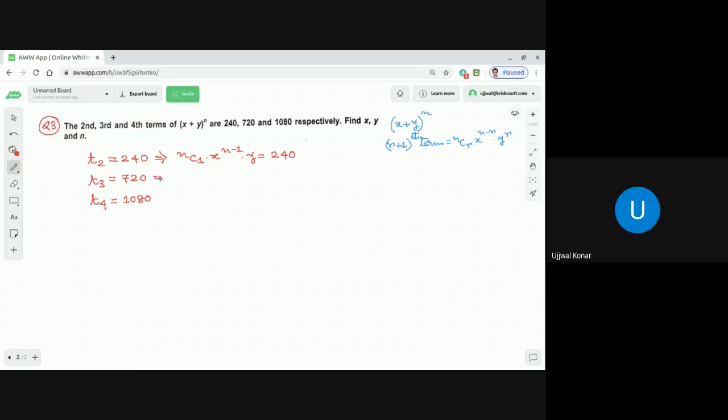In the second one, what we get is that nC2 into x power n minus 2 into y power 2 is equal to 720. I hope you got it, dear students. And here it is nC3 into x power n minus 3 into y power 3 is equal to 1080.